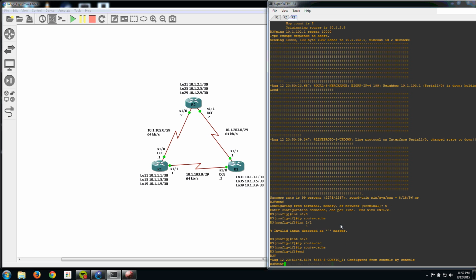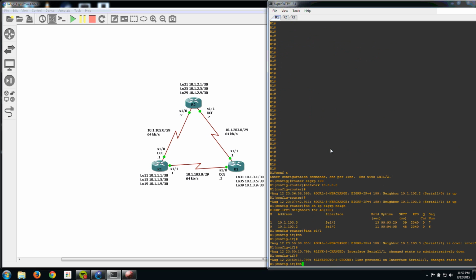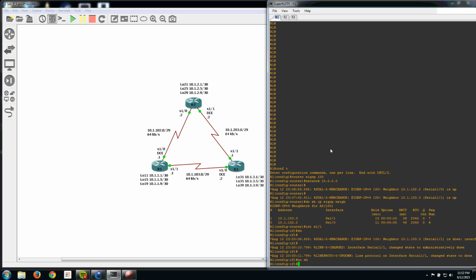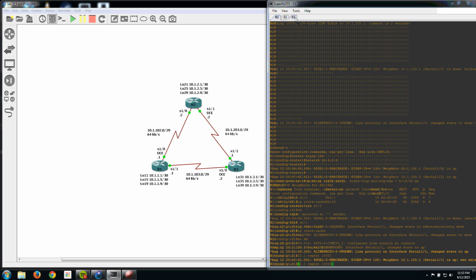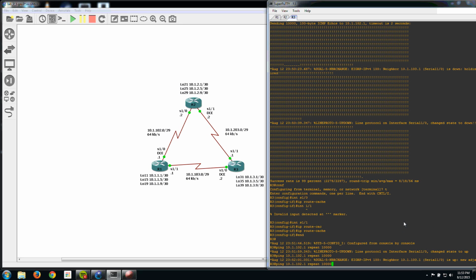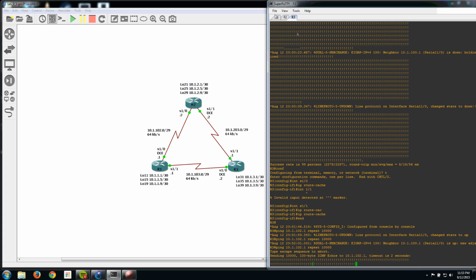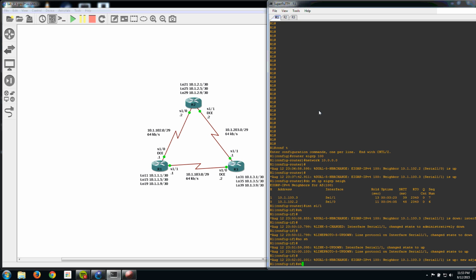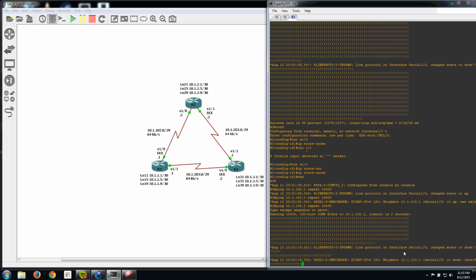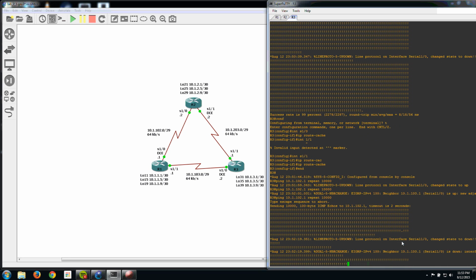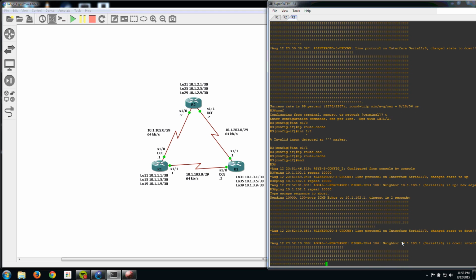Alright, so now let's try that ping again. Go back, we will no shut the port. Okay, it's up. Start our ping again. Shut the port. Only dropped one ping that time. So that's a lot better. So that's why we like to have our IP route cache on.